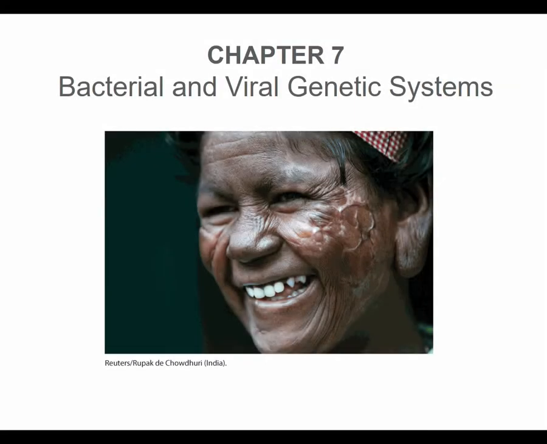Chapter 7 covers bacterial and viral genetic systems. We won't be covering everything that's in Chapter 7, so stick close to your PowerPoint lecture and take good notes. We'll be looking at the main ways that bacteria can recombine their chromosomes and the way viruses can recombine their chromosomes, and a little bit about the history of HIV, for example.